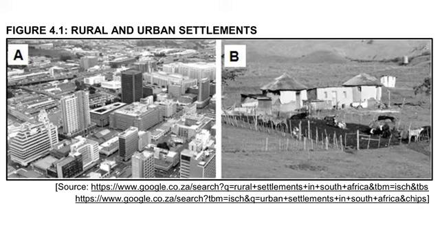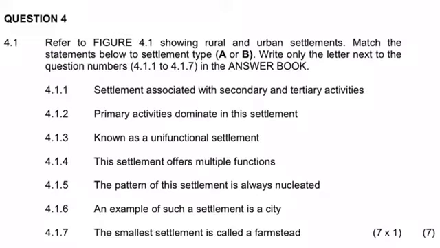Let's have a look at the two types of settlements. So you already know that settlements associated with secondary and tertiary activities are urban settlements. Okay, you already know. So you just go to this figure to check if settlement type A is an urban settlement or a rural settlement. So now that you see that A is the one which is an urban settlement, then it means your answer to this question is A.